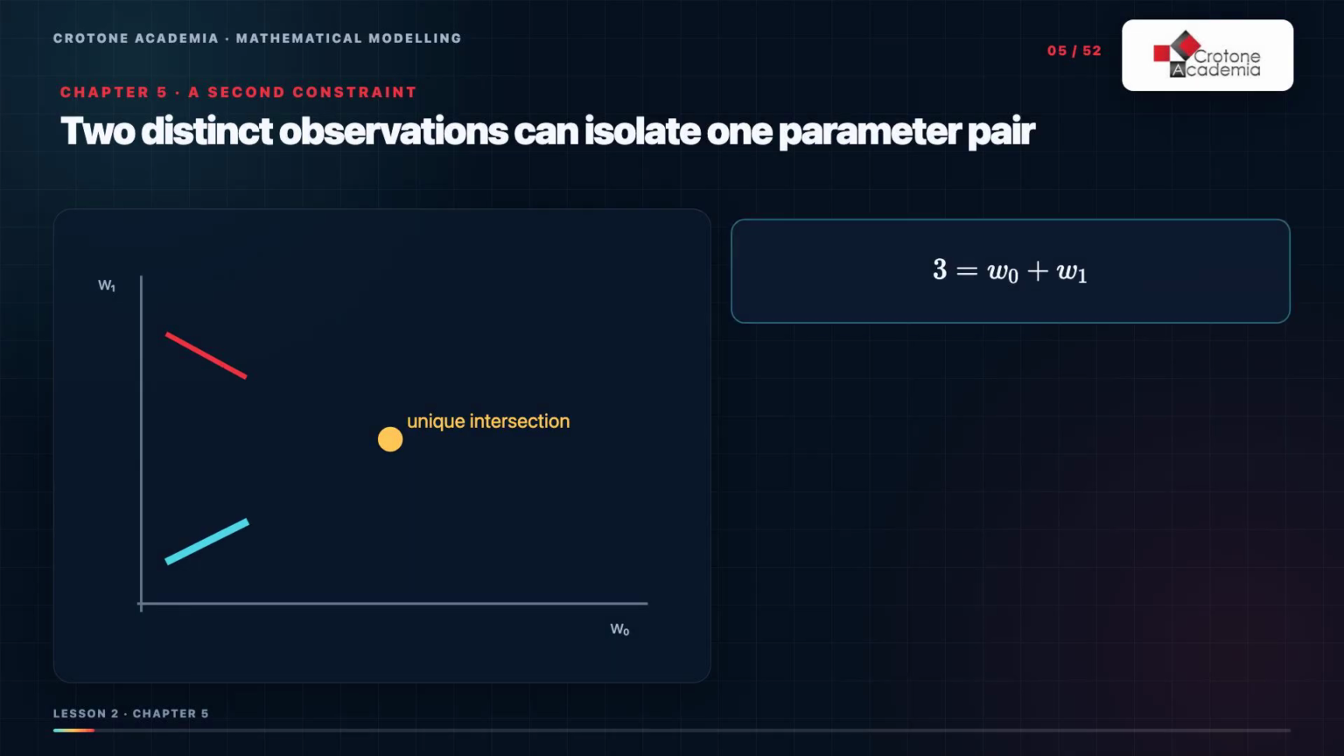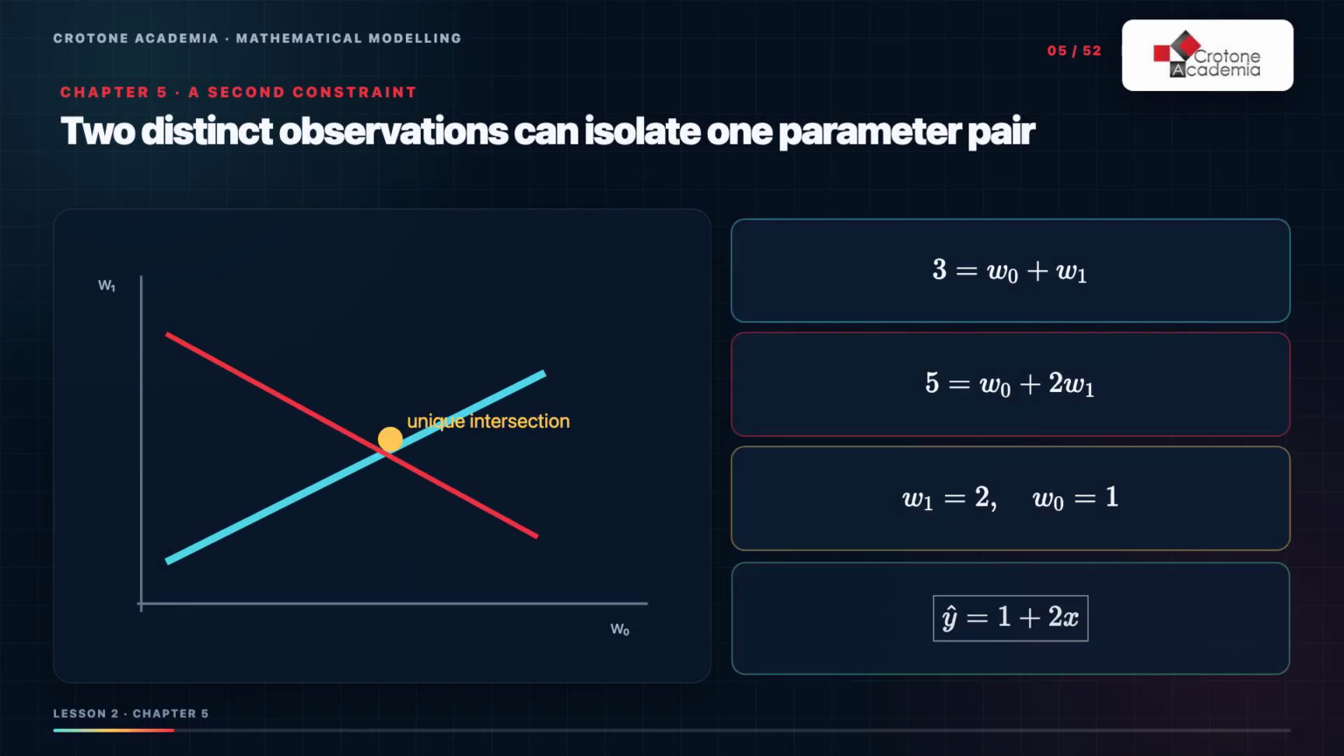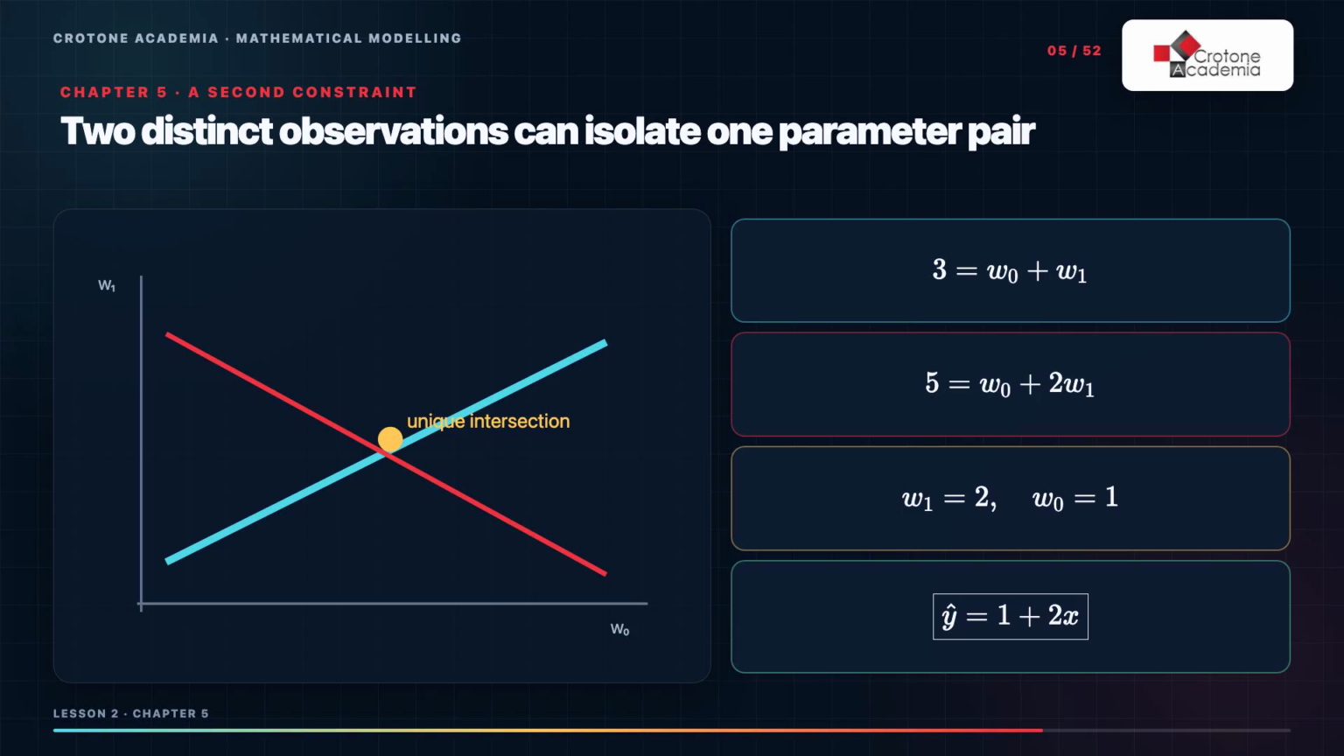Add the observation 2, 5. It gives 5 equals w0 plus 2w1. Subtract the first equation from the second. The intercept cancels, leaving w1 equals 2. Substitute back to obtain w0 equals 1. Two constraint lines intersect at one point in parameter space, and that point selects the line y hat equals 1 plus 2x. This is school algebra viewed as parameter determination. But do not conclude that any two written equations determine two unknowns. The observations succeeded because they supplied genuinely different and mutually compatible information.